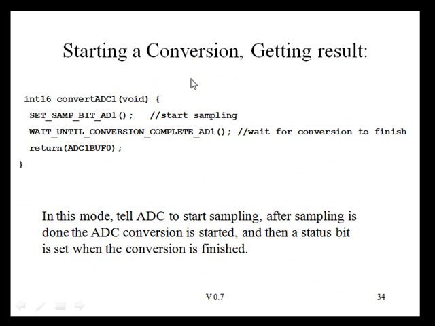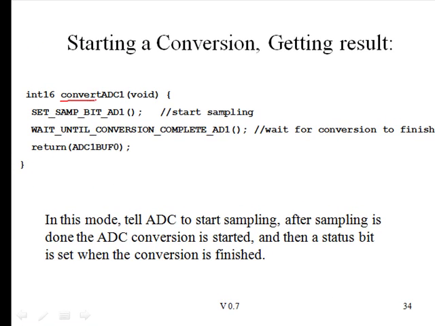Once you've called the function in the previous slide to configure the ADC, you can call this function to actually do a conversion. This macro here starts sampling. Once sampling is done, it automatically does the conversion. This macro right here waits until the conversion is finished. Once the conversion is finished, the value that's in this special function register here is returned for this function return value. This value will either be a 10 or 12-bit value depending upon how you configured the ADC using the function on the previous slide.